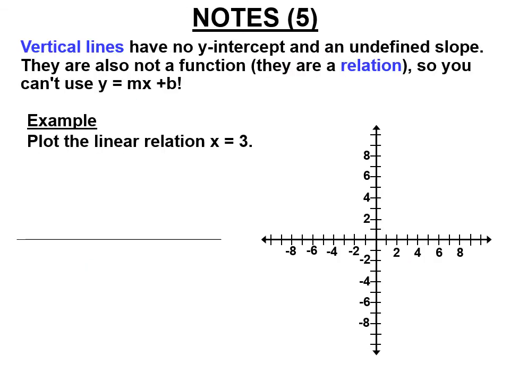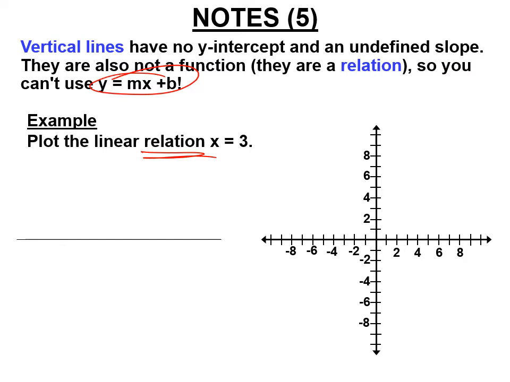Okay, so that gets us ready for vertical lines. Now, vertical lines have lots of exceptions, right? And it's all because of 0 in the denominator. Let's see this. Now, notice, plot the linear relation. These are not linear functions, all right? And we'll talk more about that. They are linear relations, and it's because they don't fit y equals mx plus b. Now, almost anything is a relation. Functions are actually special, and vertical lines are not special.